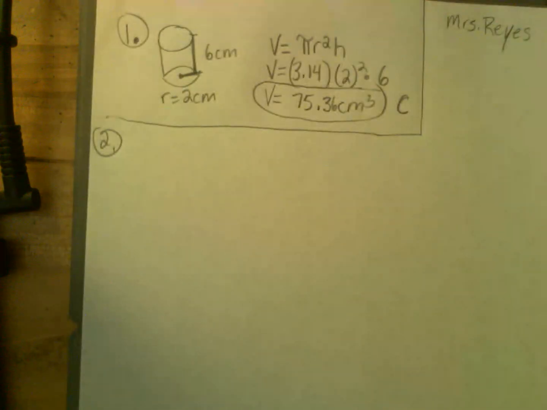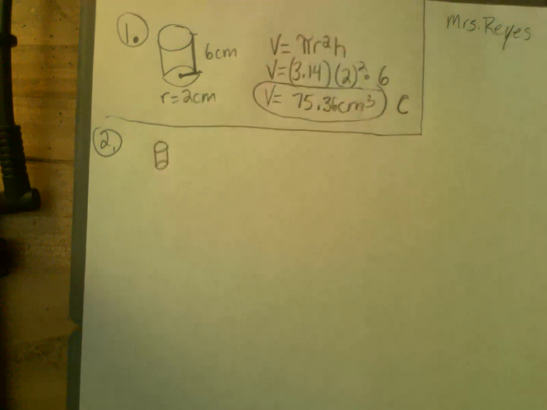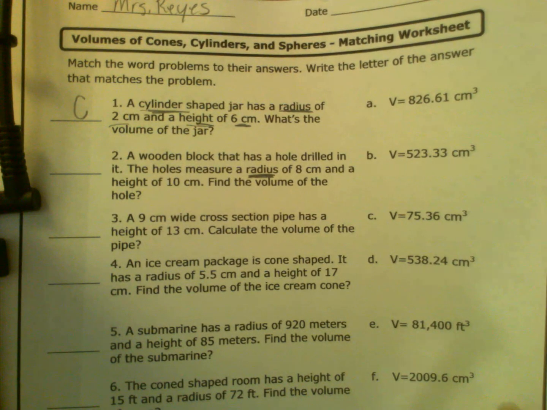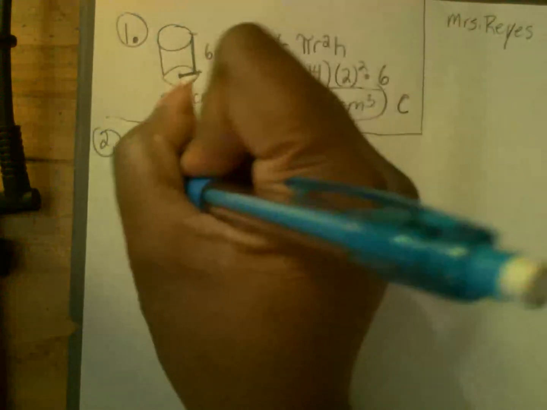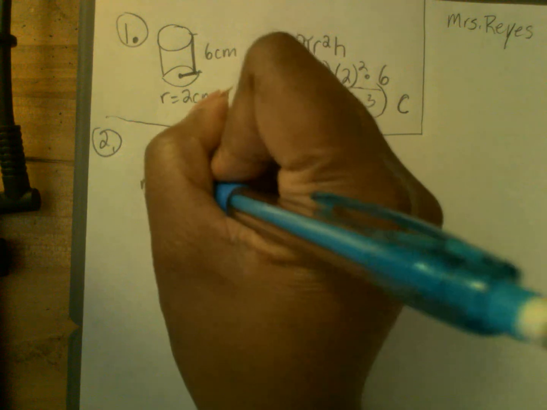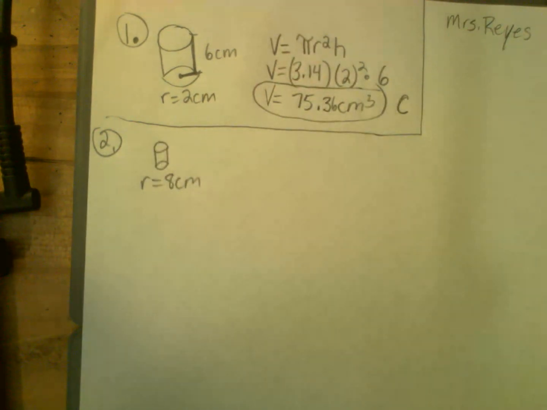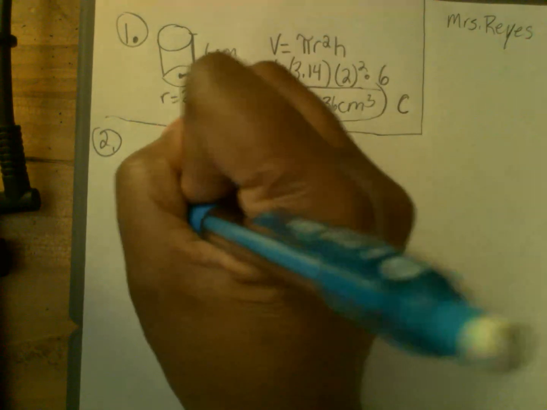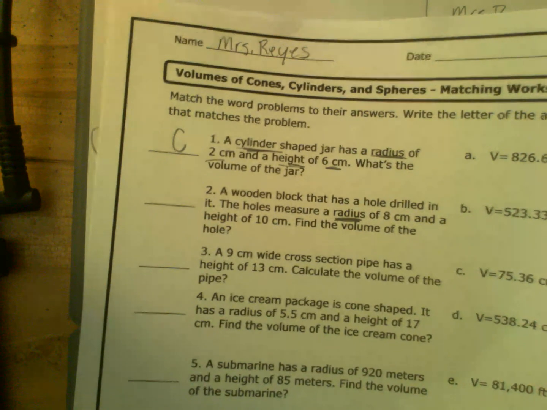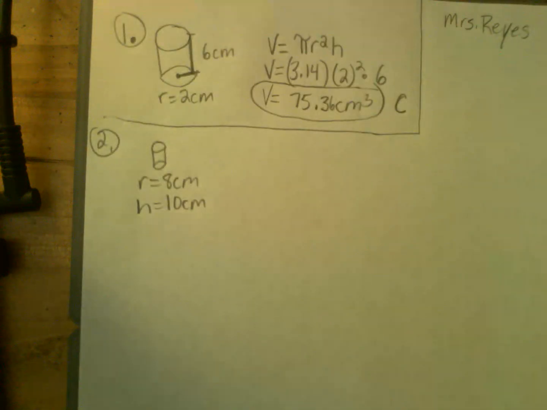Okay, so we're talking about a cylinder here. I'm talking about a small hole that has been drilled in this block, and it's a cylinder shape. Okay, small hole, cylinder shape. And the hole has a radius of 8. R is equal to 8. And what is that? 8 centimeters. Pretty big hole. And a height, H, of 10 centimeters. Okay? All right, so now we're going to find the volume of that hole.